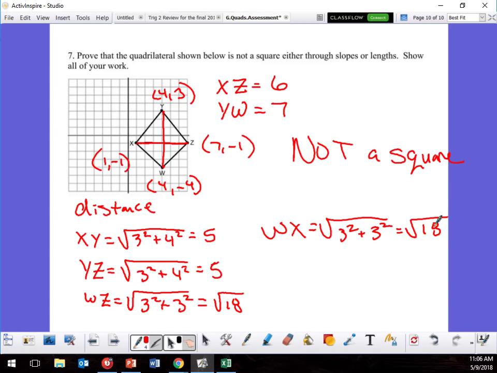So this is going to be a kite. Because if you guys are looking at your chart on kites, these two right here are congruent, and these two here are congruent. So if I were to put my tick marks, that's congruent to that. That one is congruent to that one. So if you go through and look at your chart on kites, it's going to look something like this. All right, there we go. Now I'm done.